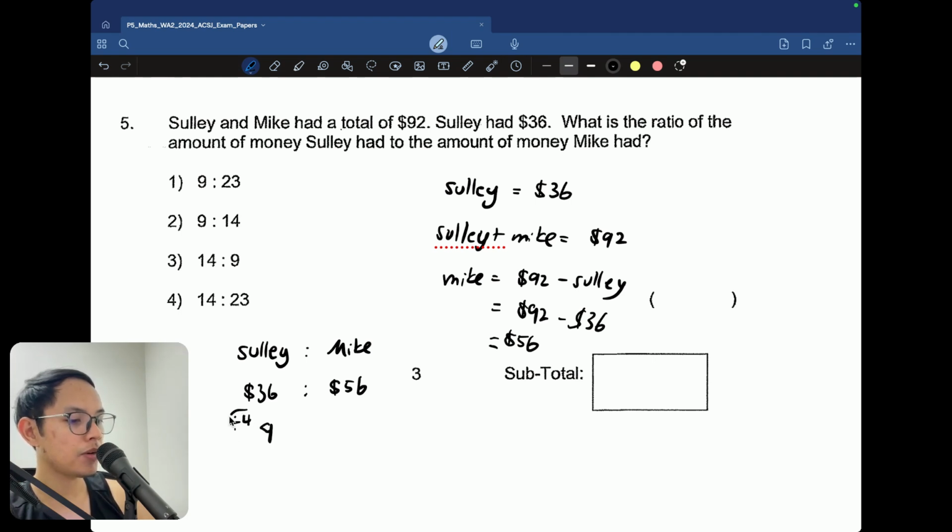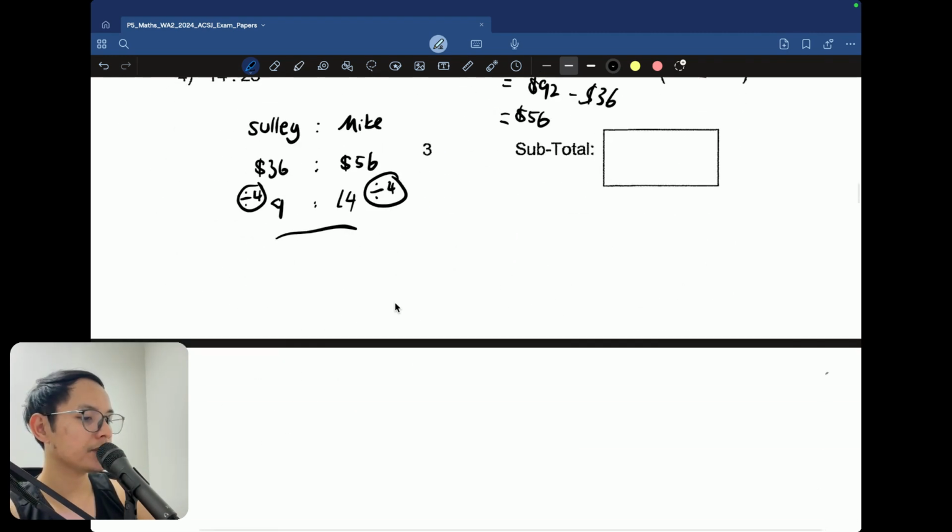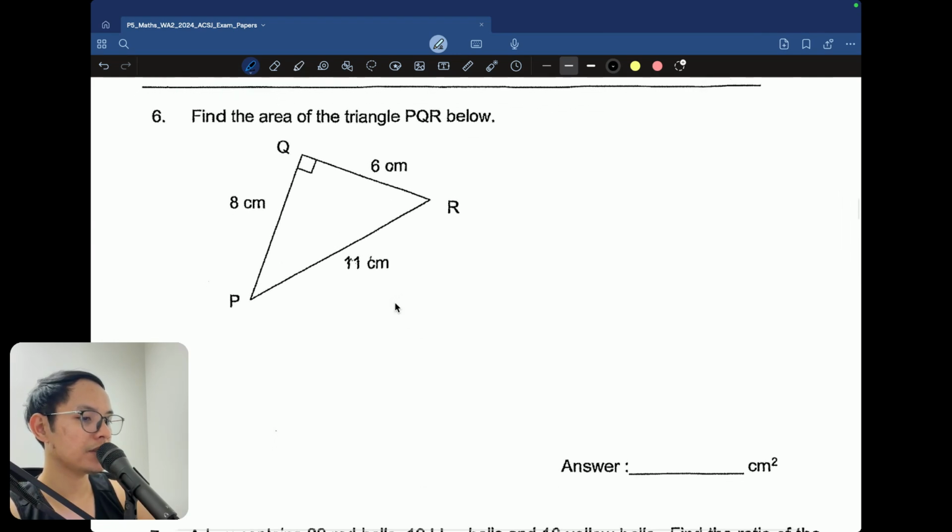So it should be 4, right? So if this can be divided by 4, that means this can be divided by 4 as well, right? So usually you can just have your common multiple first. This is also 4. So 56 divided by 4 is actually 14. There you go. The answer is 9 over 14. So usually you can get the answer pretty quickly from the multiple choice that you see over here. So the answer is 9, 14. So the answer is 2. Okay, very good. Let's move on to the next question.